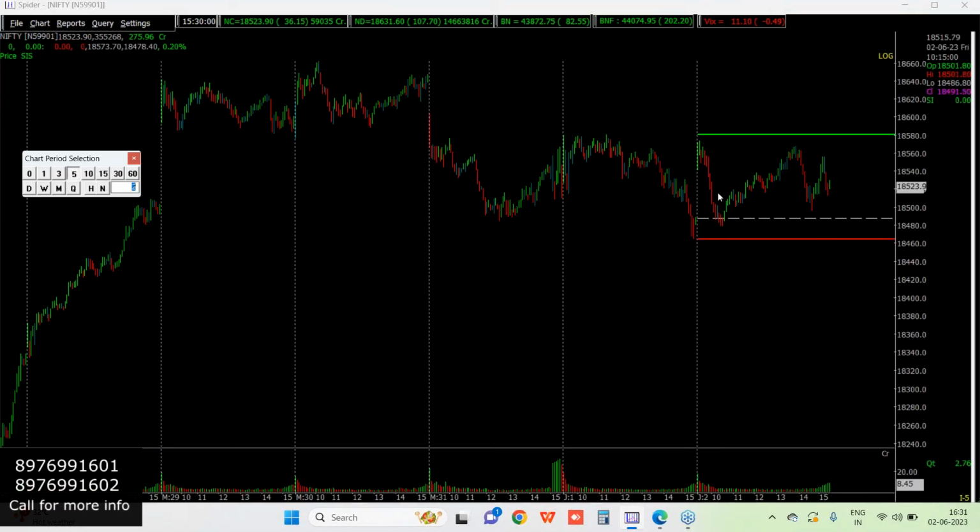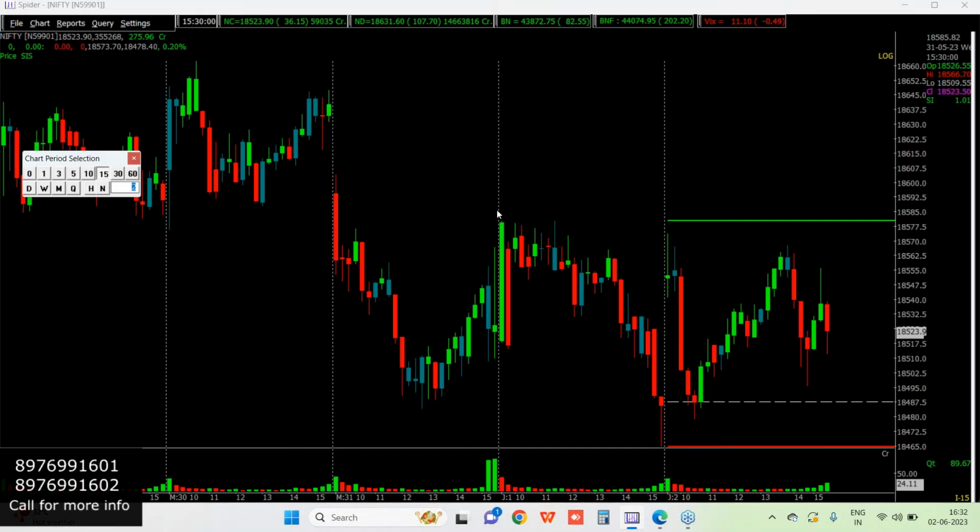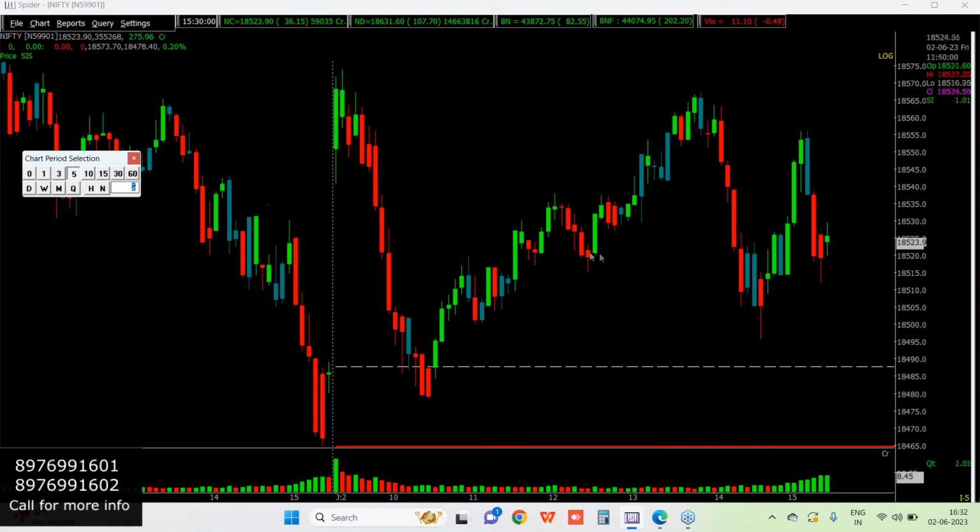Today I'll show you, when you go on a 5 minutes or 15 minutes chart, it depends on you which time frame you are following. But specifically, I always use a time frame of 5 minutes for Nifty and Bank Nifty. To identify confirmation for the longer trend, then you can use 15 minutes. Otherwise, go on 5 minutes.